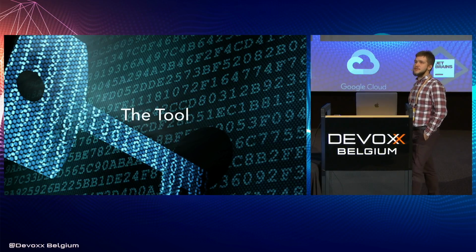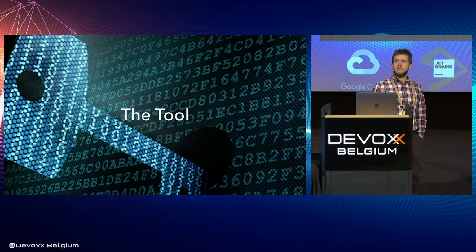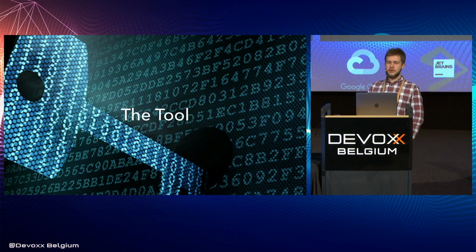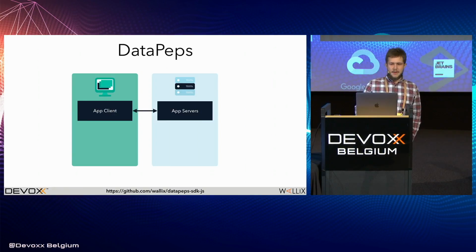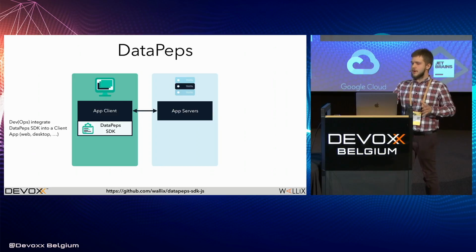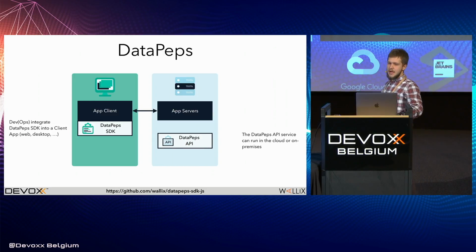So now we are passing to the tool that will let you solve these kinds of problems that we have discussed earlier. Our tool is called DataPeps. DataPeps is a simple solution that consists of two parts: the DataPeps SDK that you need to integrate into your application, and the DataPeps server that you need to deploy either in the cloud or on-premise, or you can use the service that we have deployed previously.